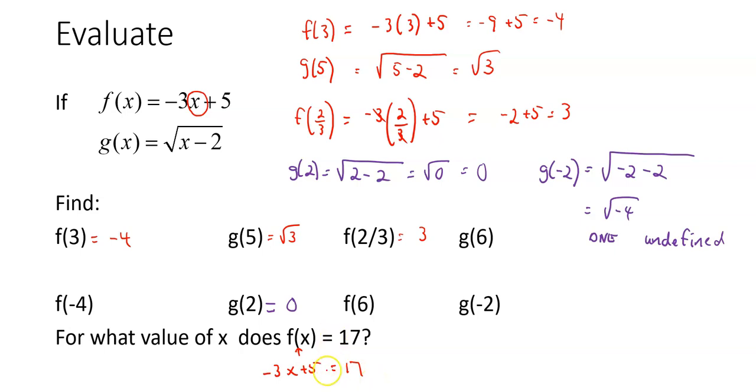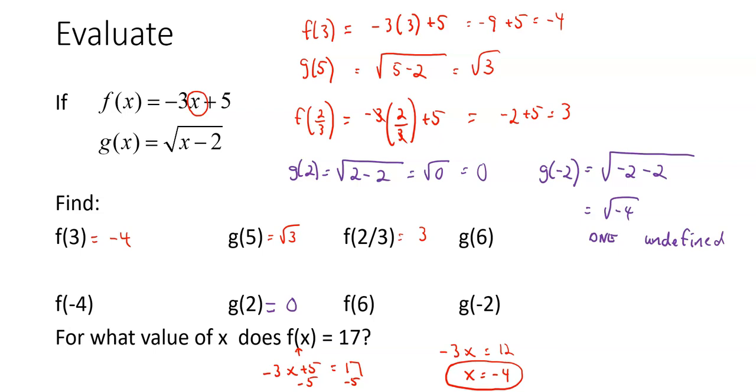And then the rest of it is just a little bit of algebra solving, right? Subtract a 5 from both sides, and I get negative 3x equals 12. If I divide both sides by negative 3, x equals negative 4. So you notice that the question didn't say find f of 17. It said for what value of x. So I've answered the question. For the value of x as x equals negative 4, then f of x equals 17.